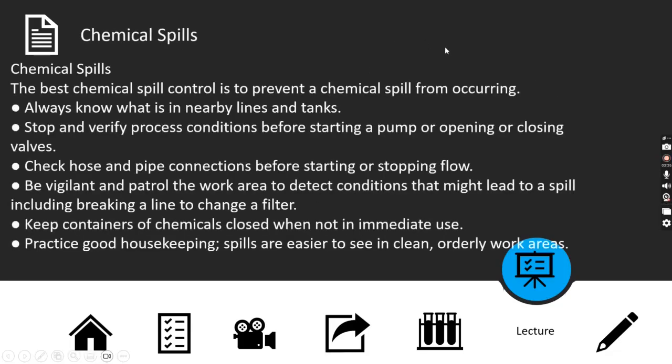Chemical spills. You want to know what's in nearby lines and tanks as a process technician. You want to verify process conditions before starting a pump or opening or closing valves. You want to check hose and pipe connections before starting or stopping flow. It's easier to prevent a mess than it is to clean it up. Keep containers of chemicals closed when not in immediate use, and practice good housekeeping.